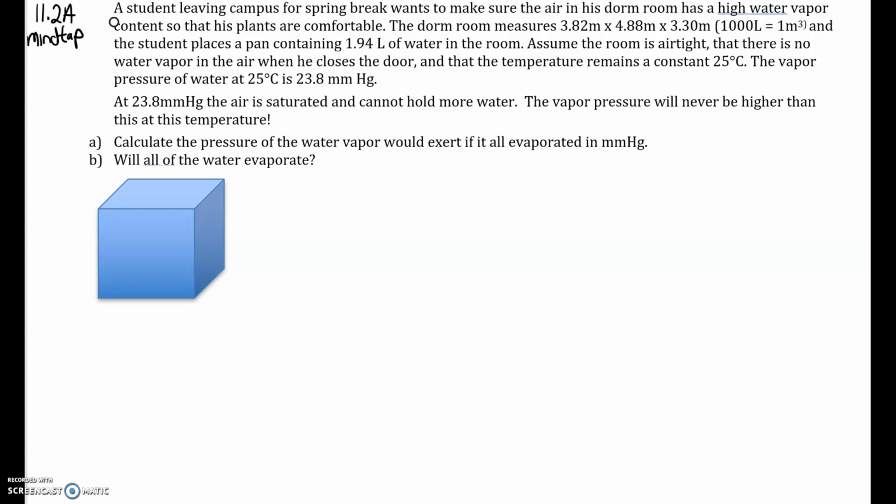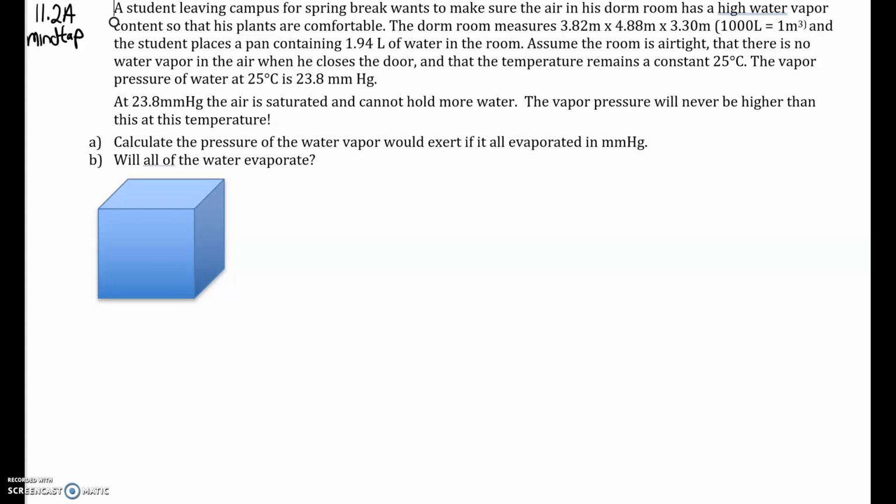Today we wanted to give an additional video solution to a problem in your MindTap, in Chapter 11. Specifically, this is 11.2a, and I think this is a very confusing question. It takes a minute to wrap your mind around it, but it's a great application of the ideal gas law and vapor pressure. So we'll walk through it and talk about what makes it difficult and how to get around that. It's just a little confusing historically for students.